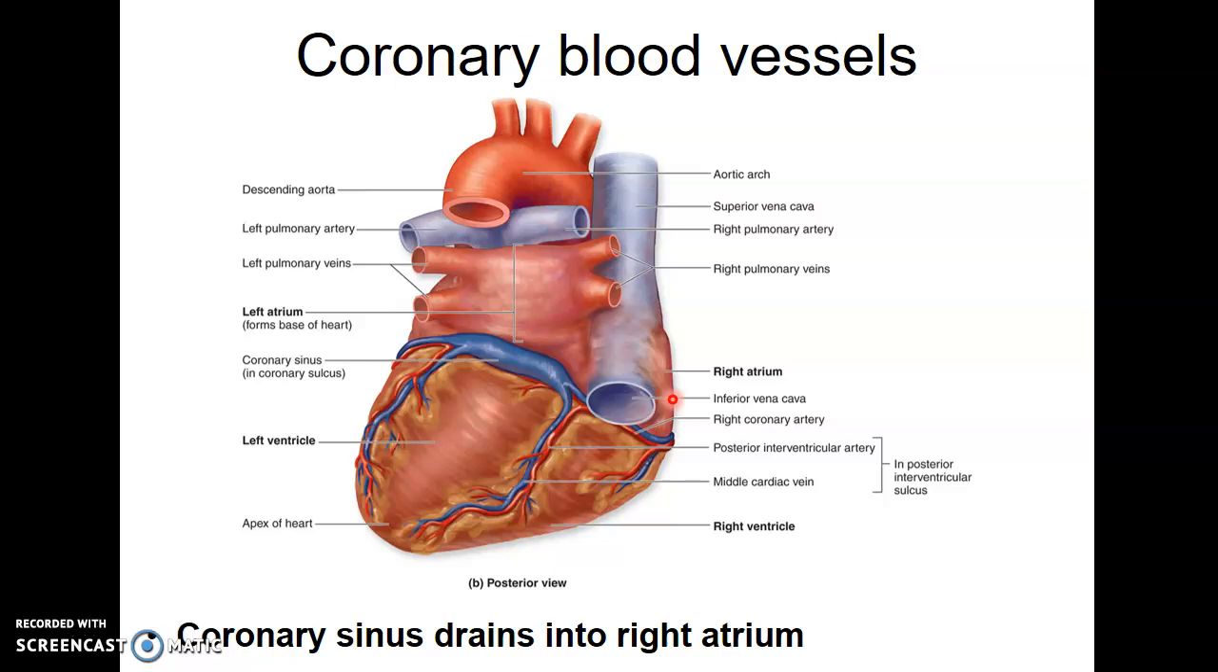So when we take a look at our coronary blood vessels again, now we're looking at the back side of the heart. Here's our coronary sinus where our coronary veins are draining back in, and that's going to drain directly into the right atrium. So that blood drops right back into that right atrium. There it is. Okay, so this is the end of our second short lecture on the anatomy of the heart.